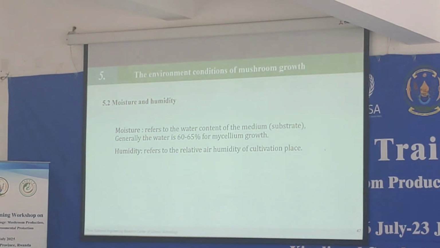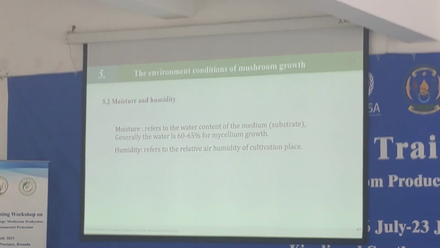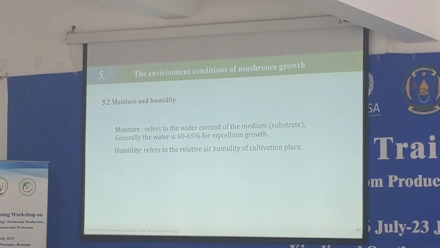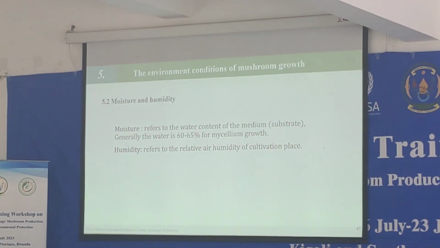And moisture and humidity are important for mushroom growth. When we make a substrate for mycelia growth, we should keep good moisture and humidity for mycelia growth. So the humidity is around 60 to 65%. When we make the substrate, we should keep this good humidity.